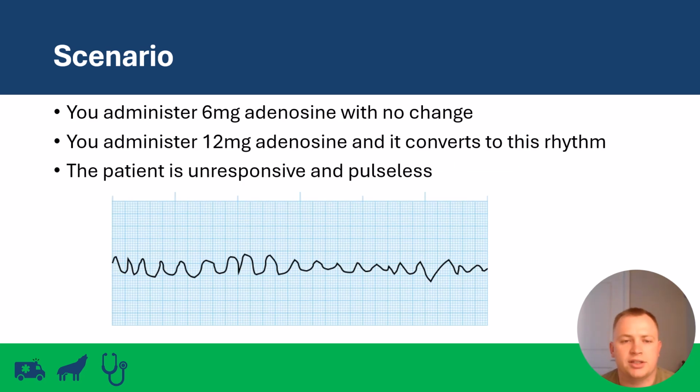All right, so we administer adenosine to try to slow that SVT down. 6 doesn't work, so we can go to 12. We administer 12, and it goes into this rhythm that we see below. And this patient is unresponsive without a pulse. So think about what rhythm this is. Think about what you would do and what meds or treatments you could consider.